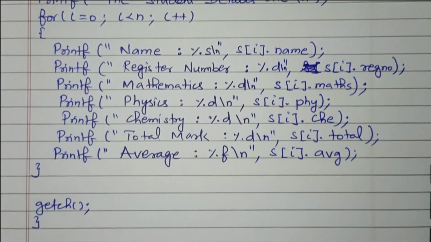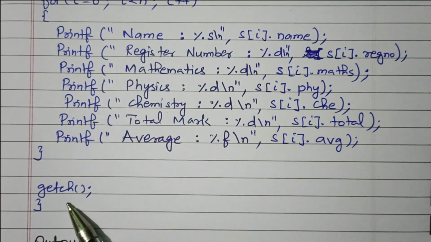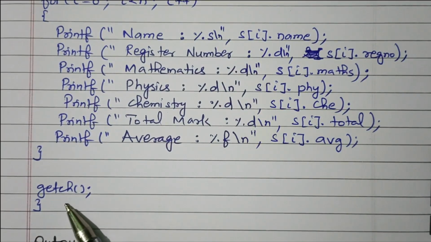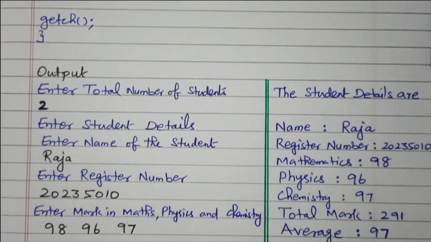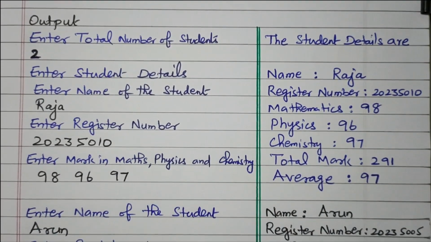Then after that we can use getch and close the program. getch is used for getting a character, so that until then we can see the output. Now we'll see the sample output. What is the output of this program? What is the sample output we received from this program?